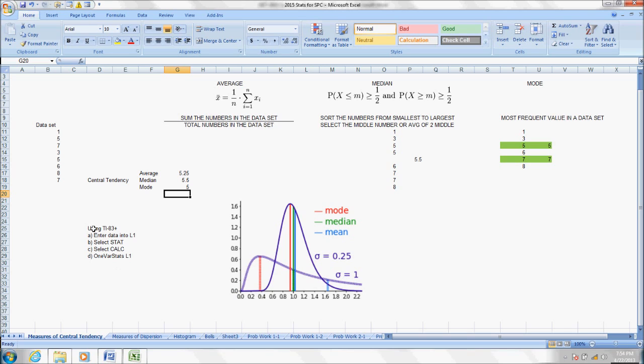Now everything I've just done in Excel can easily be done on the TI-83 Plus. I think it's important to know both. You have to know how to use Excel. In the workplace, I use Excel all the time for data crunching.